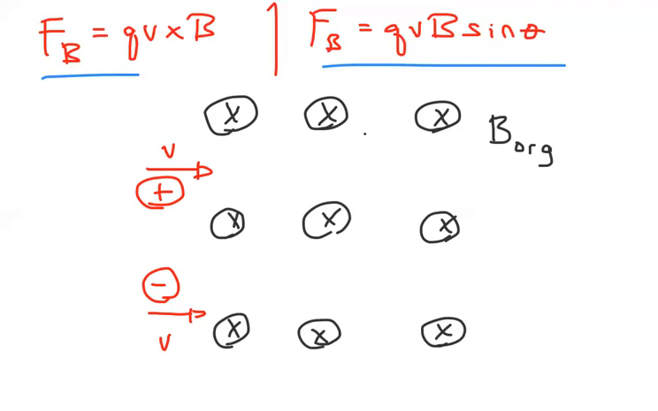I was wondering if the X's that are in black are the B original, a magnetic field that was present from the start, and our moving charge with a velocity creates a magnetic field. Are there two different magnetic fields interacting with each other? Mm-hmm, that's exactly what's happening. And those two magnetic fields, when they interact with each other, cause a force on this charge. That's where the force comes from.